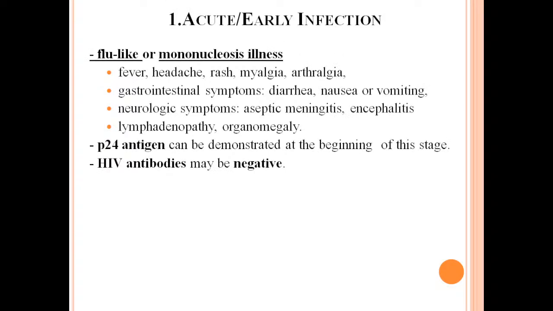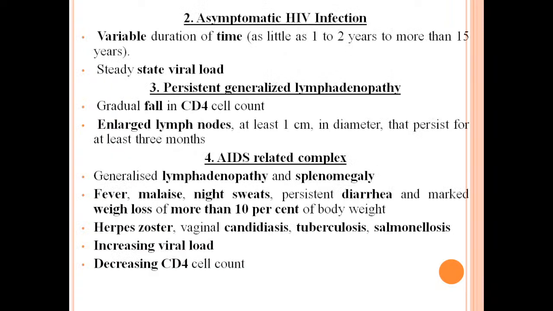It's characterized by a flu-like or mononucleosis illness. Patient has such clinical symptoms as fever, headache, rash, myalgia, arthralgia, gastrointestinal symptoms, diarrhea, nausea, or vomiting. Neurological symptoms such as aseptic meningitis, encephalitis, lymphadenopathy, or organomegaly, enlargement of internal organs. P24 antigen can be demonstrated at the beginning of this stage. HIV antibodies may be negative, they are not detected. It's the so-called window when antibodies are absent.